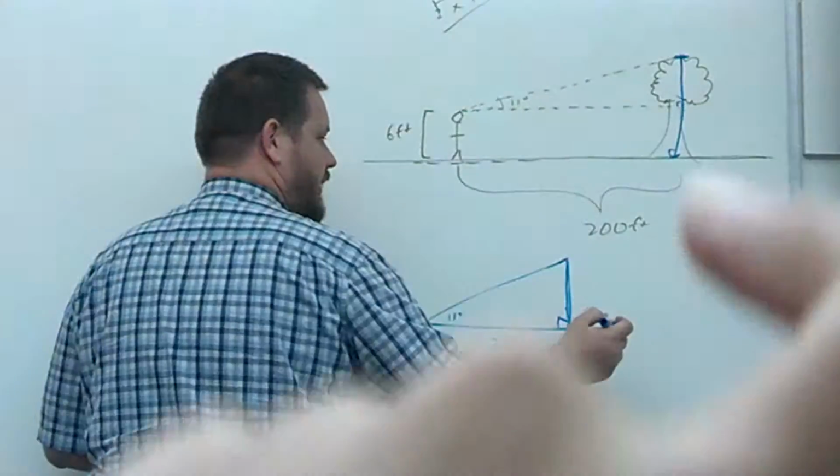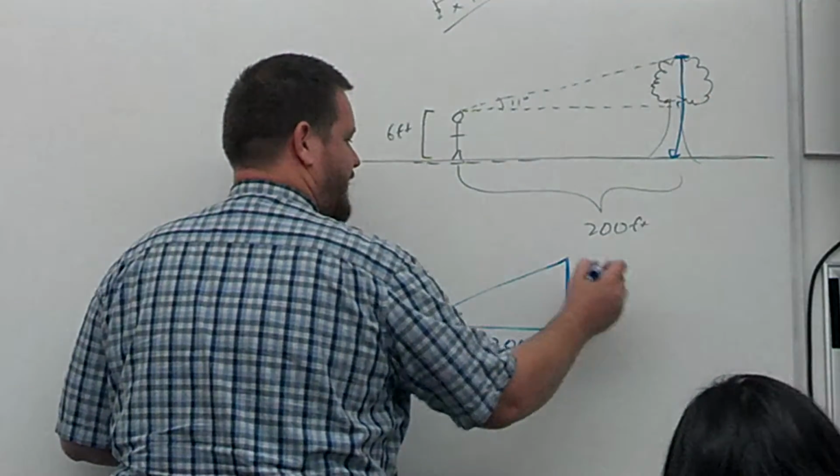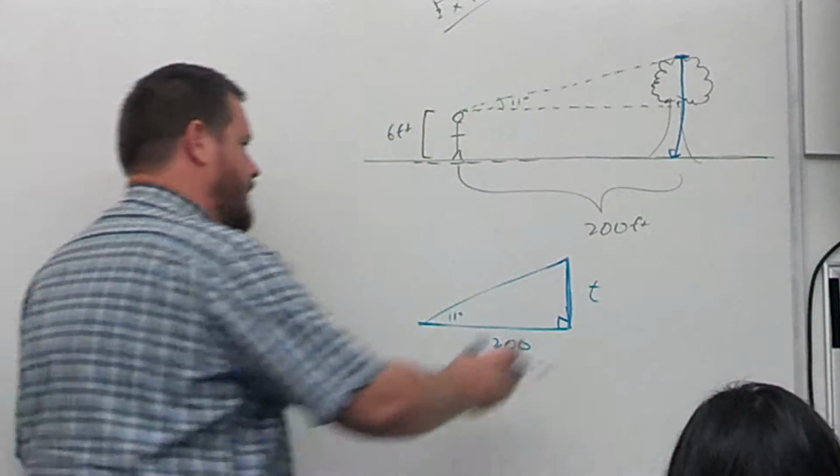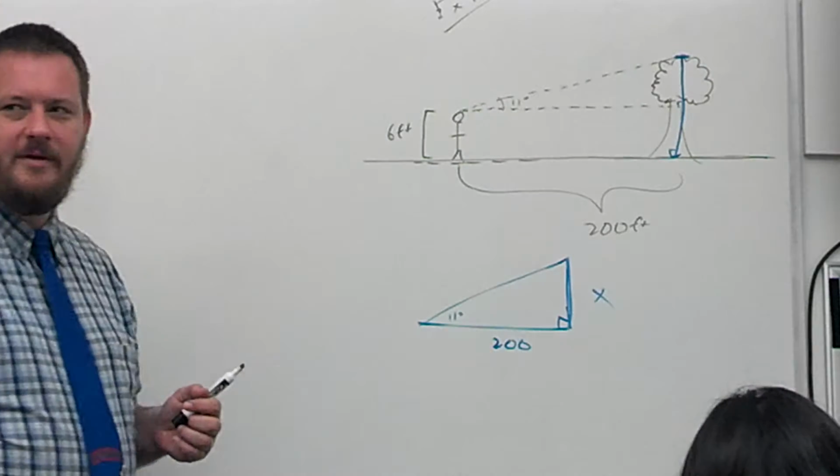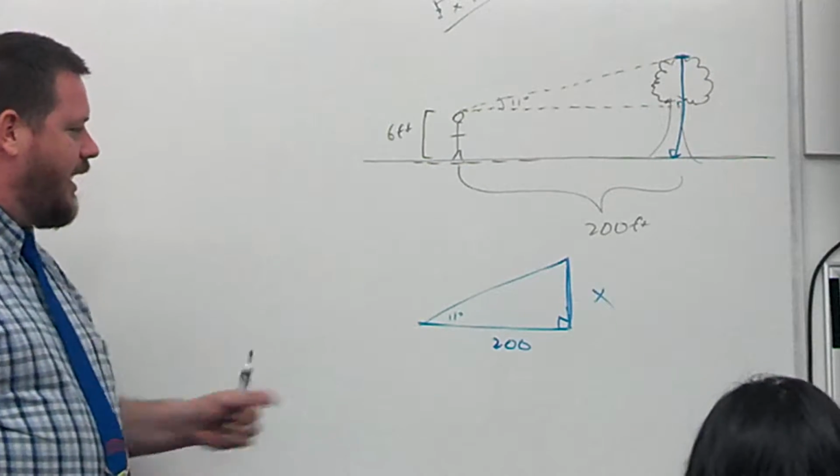Let's use a name. How about T for tree? Actually, no. How about X for Excalibur. Xavier? Fine, X. No imagination. I said Excalibur.